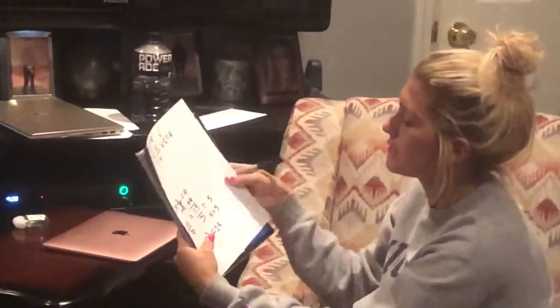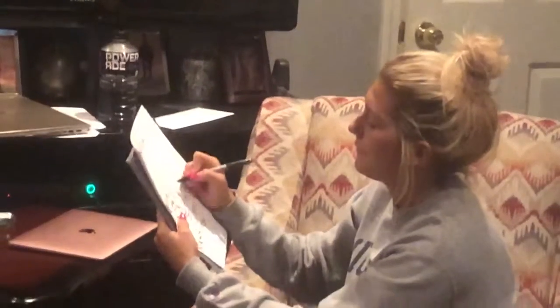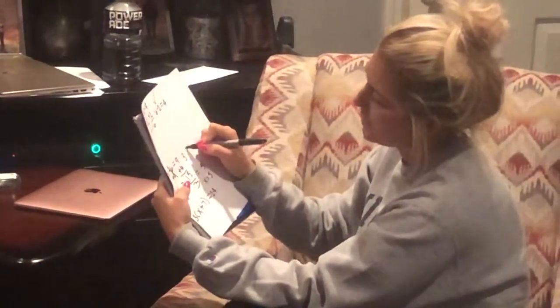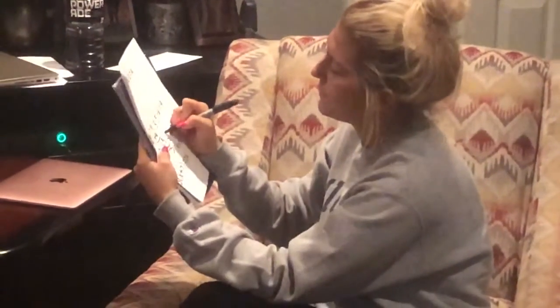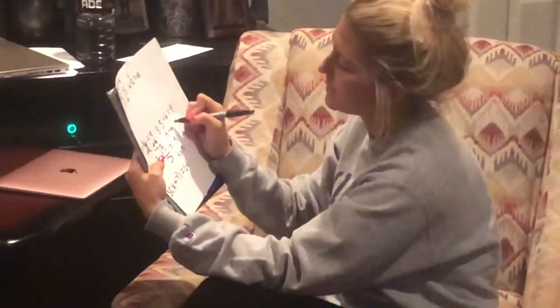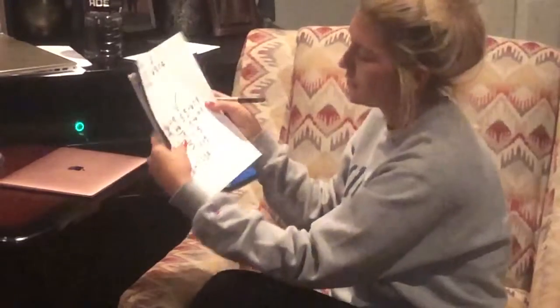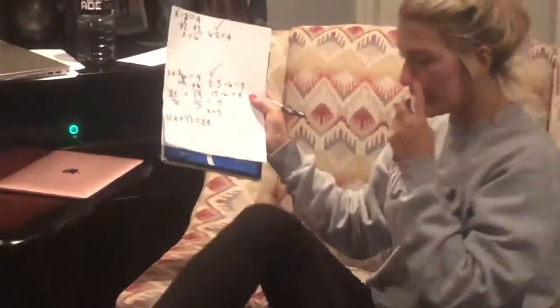And then one way to check this would be 3 times 5, which is your x, minus 6 equals 9. 3 times 5 is 15. 15 minus 6 equals 9. So that's correct. This last one is a little different.